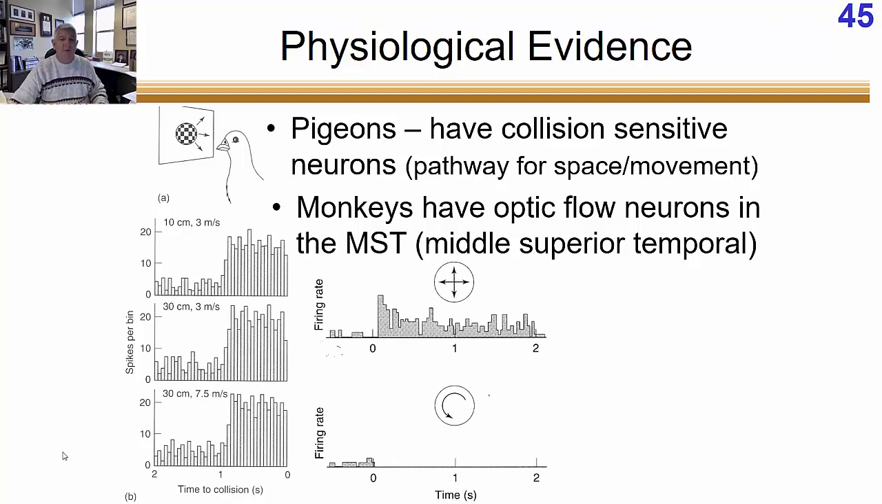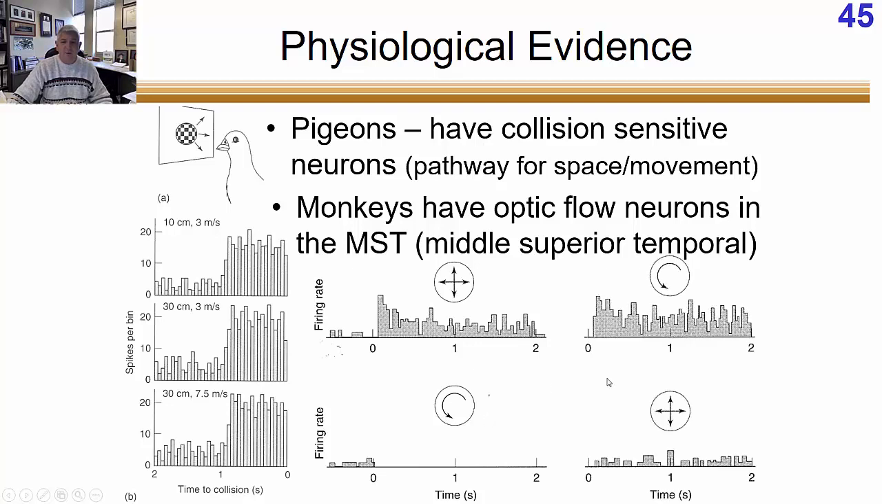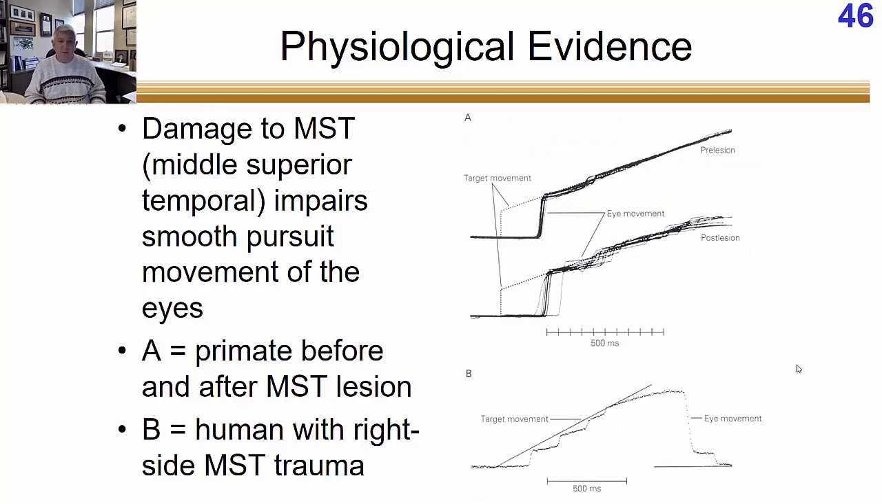So here we see a neuron that's responding to symmetrical focus of expansion and does not respond to optic flow in a curve. And we can go find another neuron that fires best to optic flow in a curve and then is not selective for the focus of expansion optic flow. If we damage the middle superior temporal, it inhibits the ability for us to move in a fluid way.